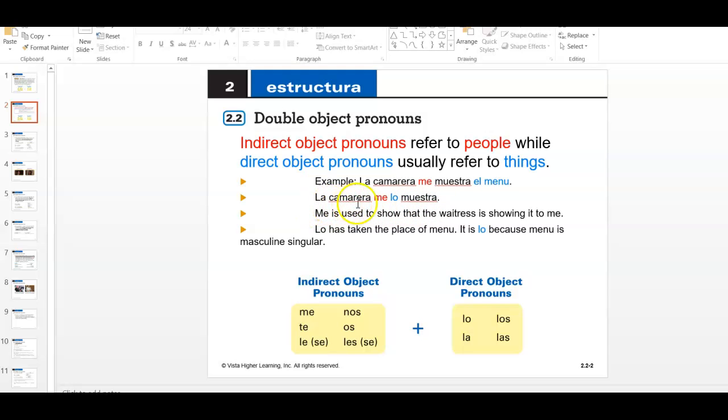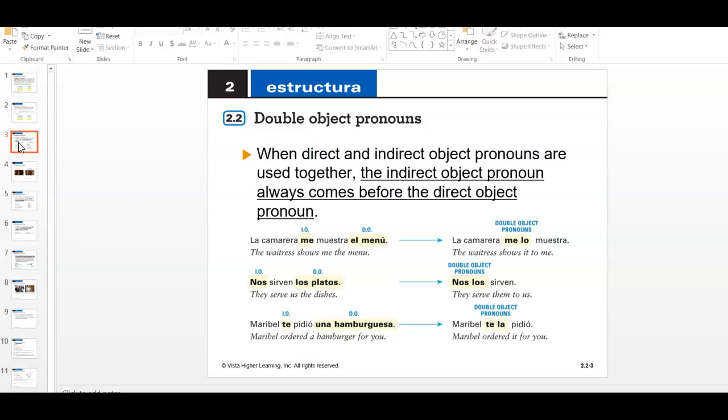So it says la camarera me lo muestra. So me is used to show that the waitress is showing me. Okay, lo has taken the place of menú. It is lo because menú is masculine singular. Okay, so it's always going to come before the conjugated verb. This is going to refer to a person, and this usually refers to things.